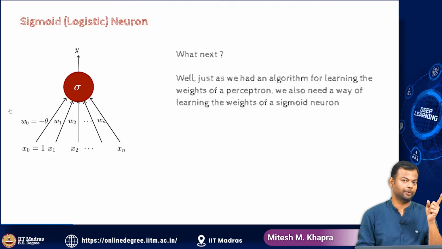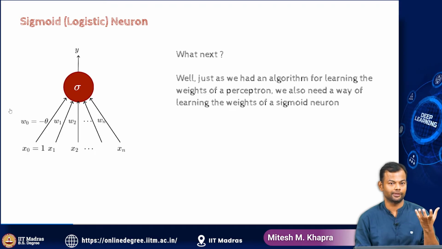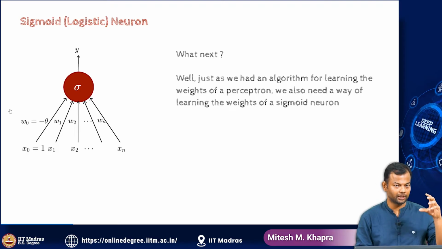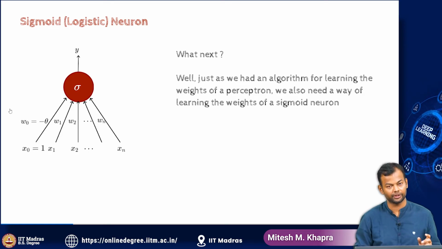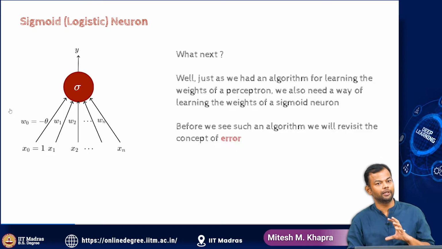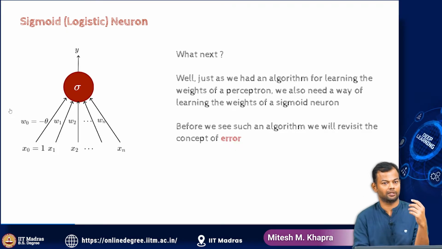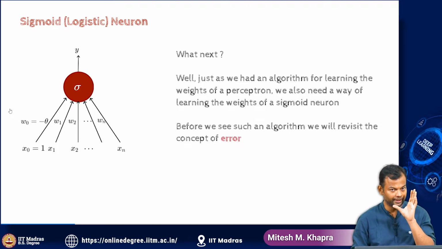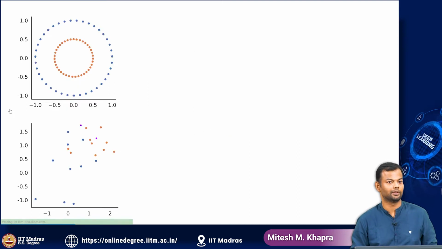But before the perceptron learning algorithm, I had taken a slight detour and spoken about errors. That was important to understand, because the whole point of the algorithm was that whenever you make an error, you do some correction. Here also there is something similar. So I'm going to revisit the concept of error, and then start working towards the algorithm. But in this video, we'll not do the algorithm, we'll just do the machine learning setup. So let's look at that.